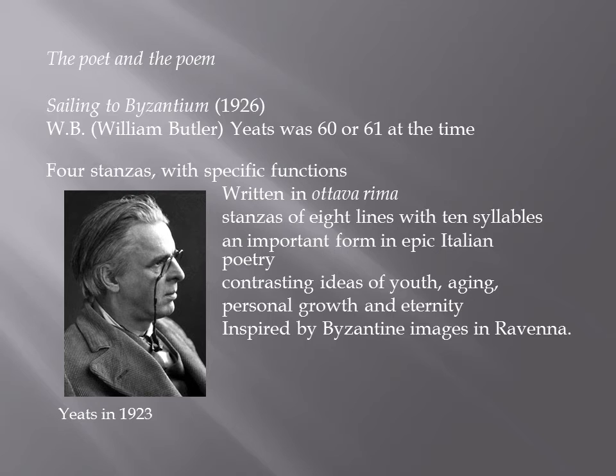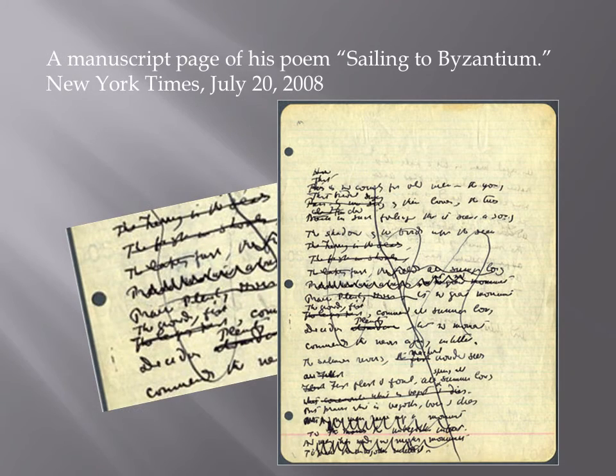This is a photograph of Yeats in 1923. Very thoughtful man. And again, if you were to read the photograph as an artwork, we could learn a few things about his characteristics and a little bit about his personality. This is a manuscript page of his poem Sailing to Byzantium. This was republished in the New York Times in 2008.